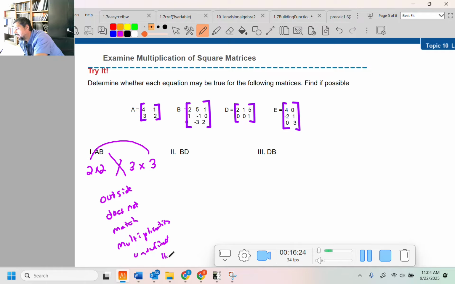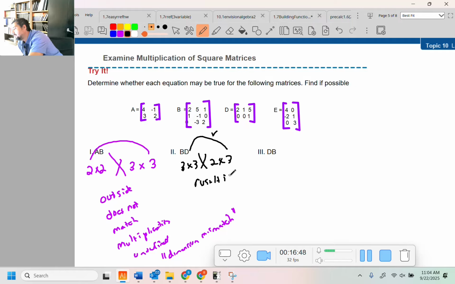We have what we call a dimension mismatch. Okay? The outside is undefined. All right. B times D. B is a 3 by 3, and we wish to multiply it by a 2 by 3. And hey, we're good to go. The outside matches. The result is a 3 by 2. So the resulting matrix is going to be a 3 by 2.